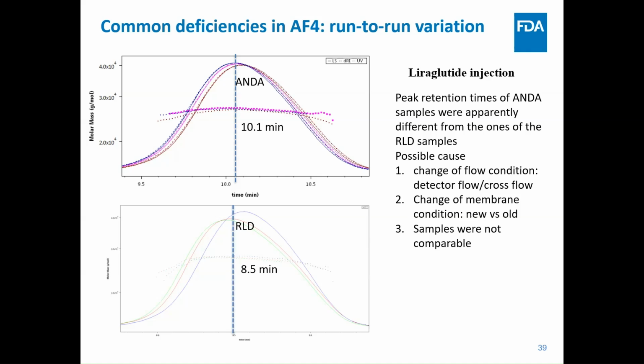So they came back claiming that they did not analyze the ANDA sample at the same time as the RLD sample. Actually, it's a few months apart. So they think it might be due to membrane aging. In their newly submitted data, they analyzed both their proposed generic product and the RLD on the same day, and the new data show a very small run-to-run variation, which is actually acceptable this time.